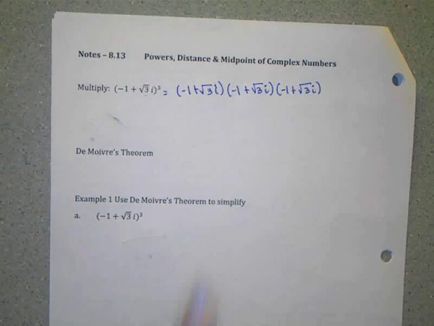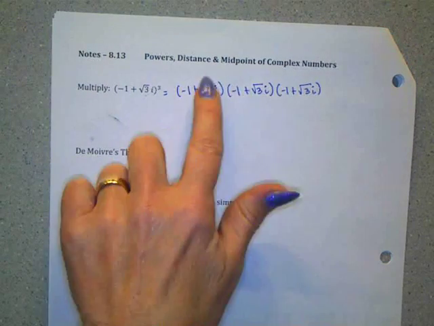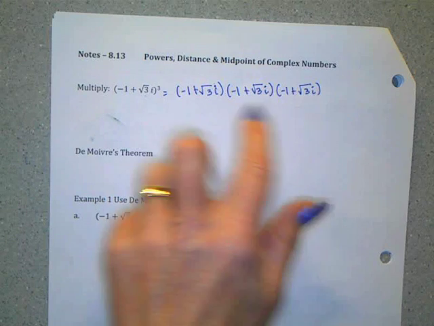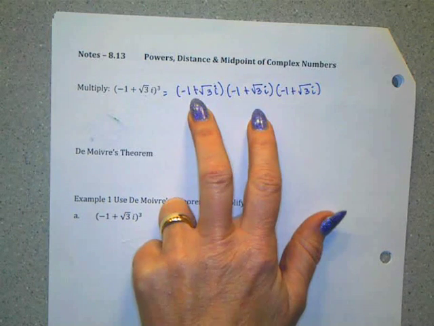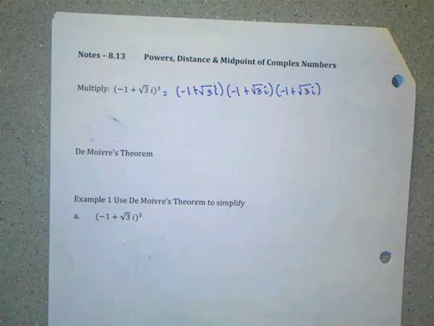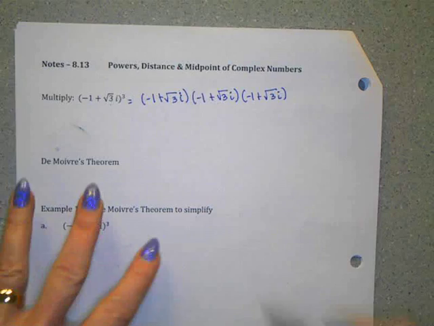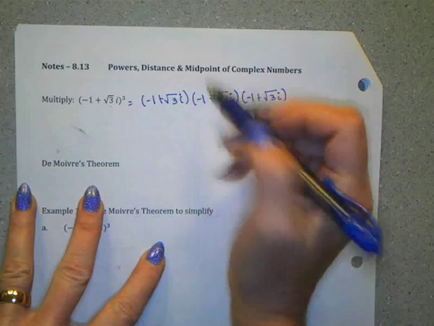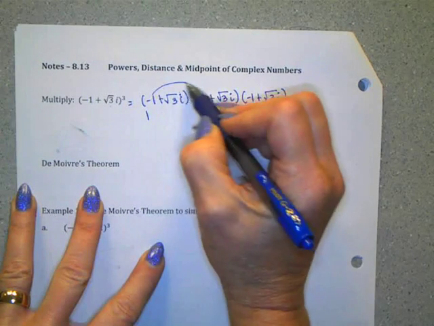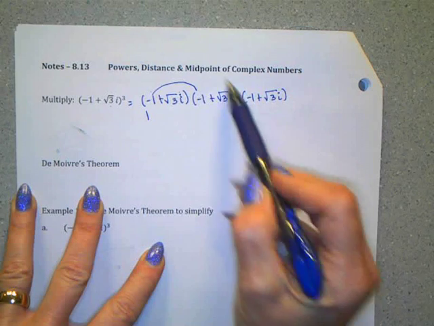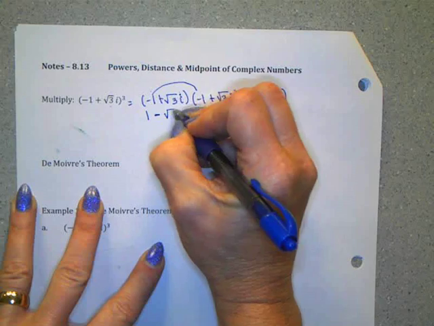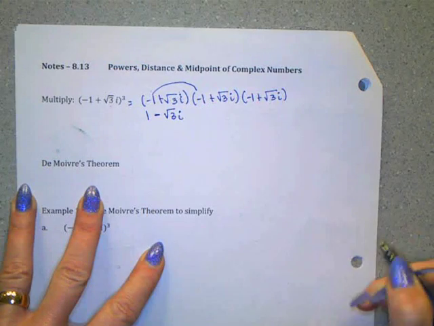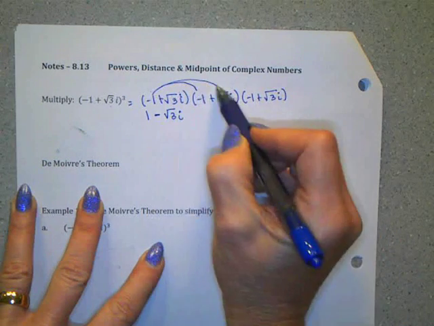Now if these were just numbers and I had 1 times 2 times 3, I'd do 1 times 2, and then after I got that 2, I'd go 2 times 3, right? Well, that's what I'm going to do. I'm going to multiply these two first. Then once I get that answer, then I'll multiply it to this one. So it's going to take me a little bit of time, but hopefully it won't be too bad as we distribute. So -1 times -1 would be 1, so I distribute right here. -1 times square root of 3i would be negative square root of 3i. So that's distributing here and here.